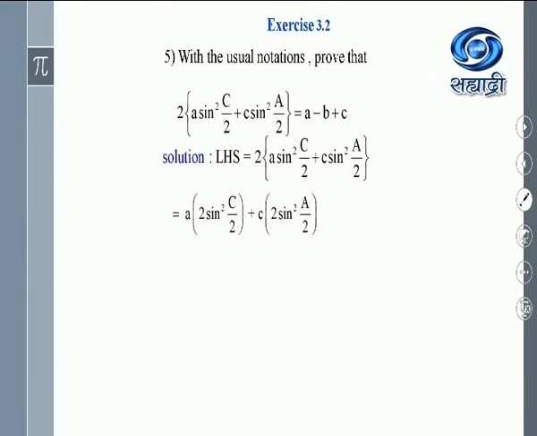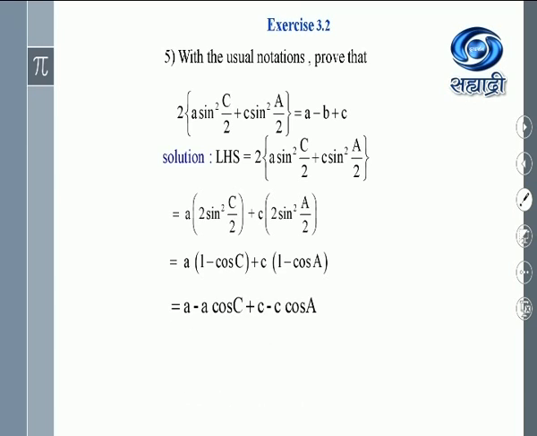Now we recall the formula for 2 sine square c by 2 and 2 sine square a by 2. I think you often used this last year and this year also. Remember, 2 sine square c by 2 is equal to 1 minus cos c, and 2 sine square a by 2 is equal to 1 minus cos a, using the double angle formula for cos of 2 theta. So please remember this formula, it is very important in this sum.